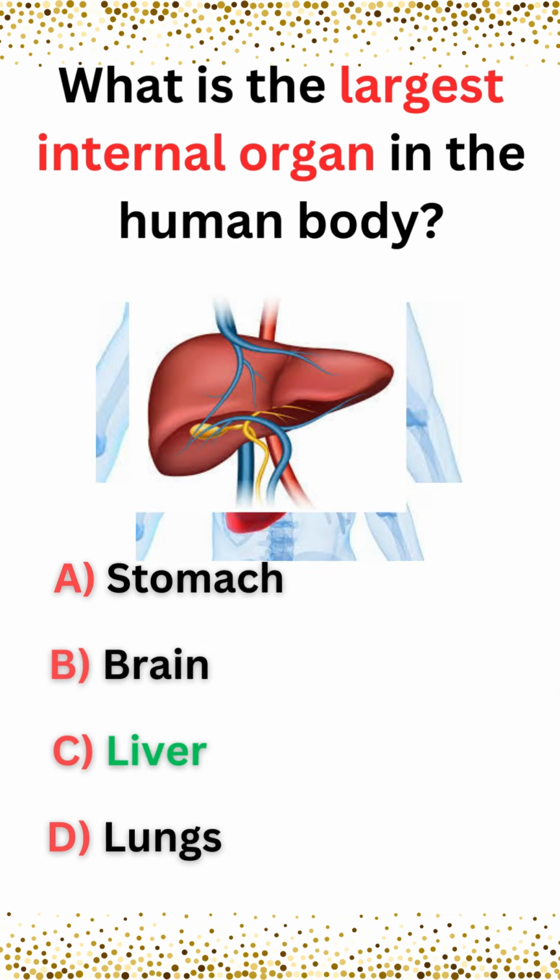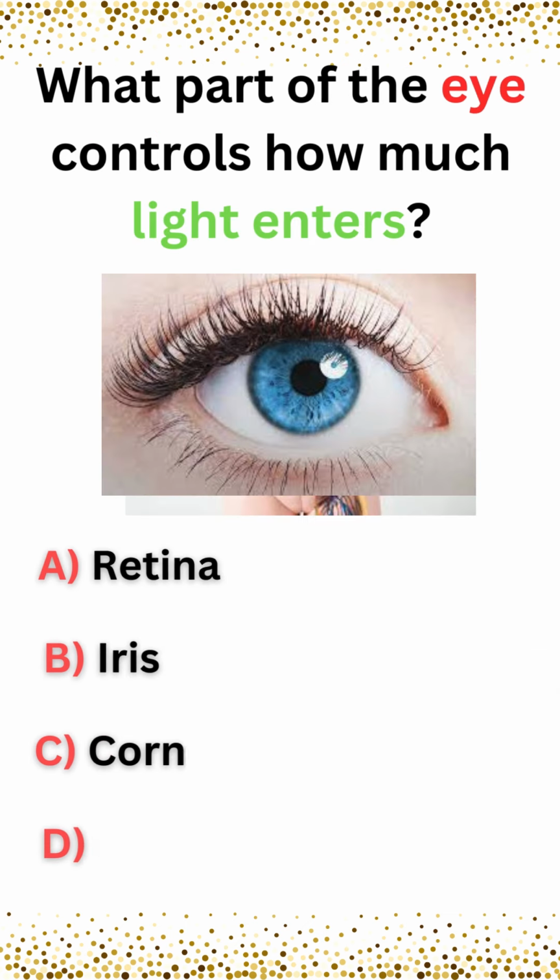The answer is liver. What part of the eye controls how much light enters? Option A, retina. Option B, iris. Option C, cornea. Option D, pupil.